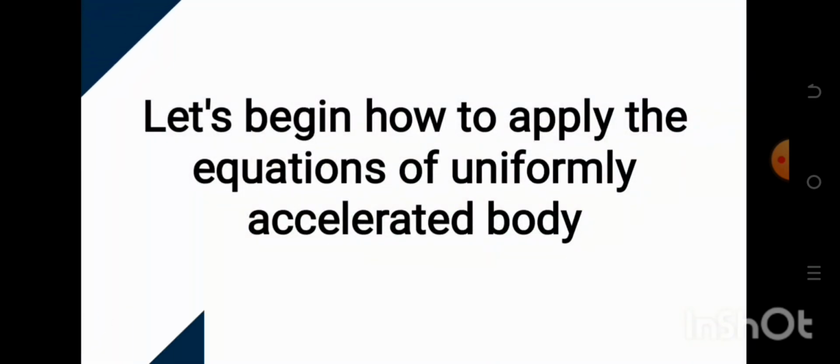So today, let's begin to apply the equations of uniformly accelerated bodies and quickly use them to solve questions. There are some questions we are going to solve today, and maybe at the end of the class I'll go through and show you those questions.